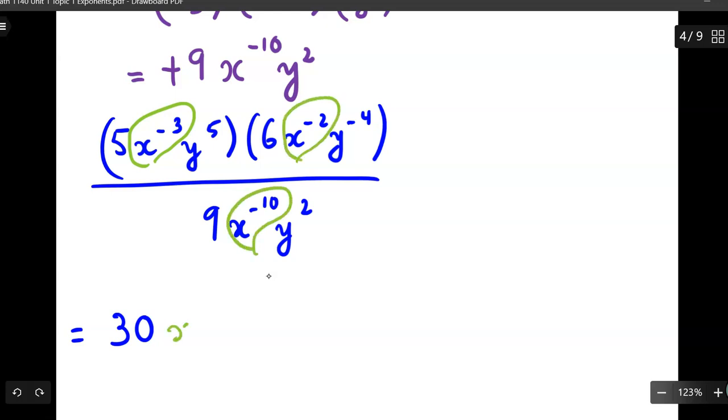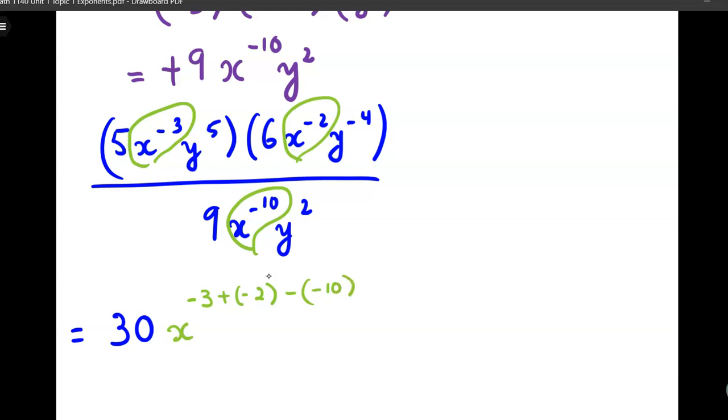So that means I just write x. Okay, so this is negative 3, adding that with negative 2, subtract that with negative 10. So don't forget to put the negative in the bracket. So my next one will be... I'm going to use a different color.